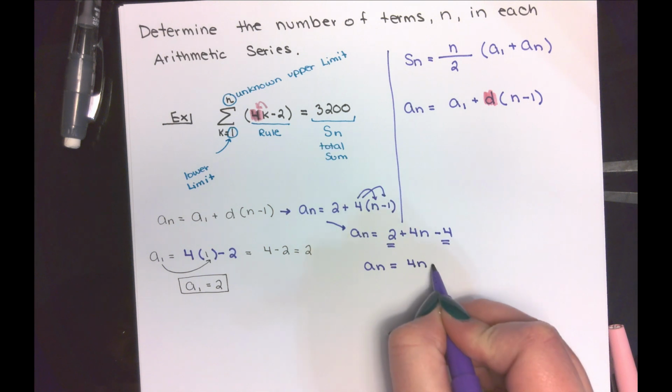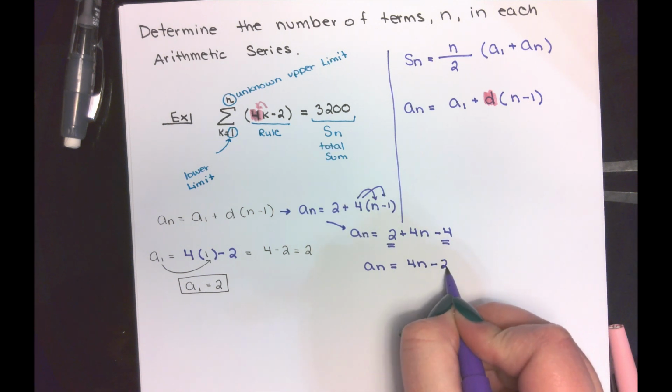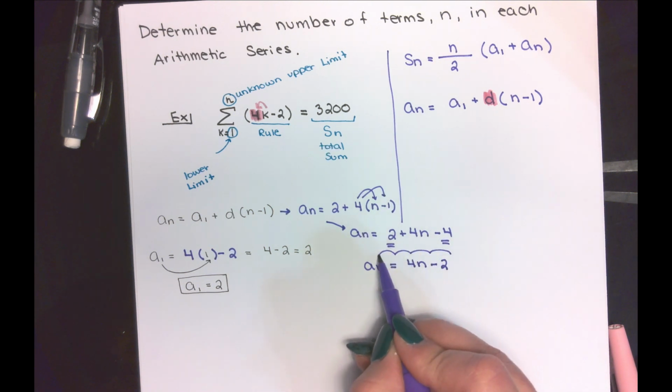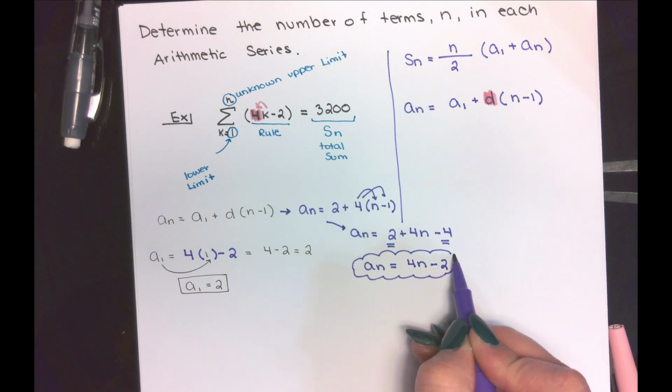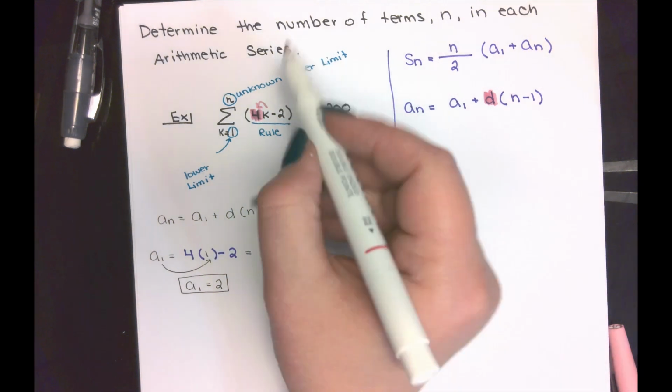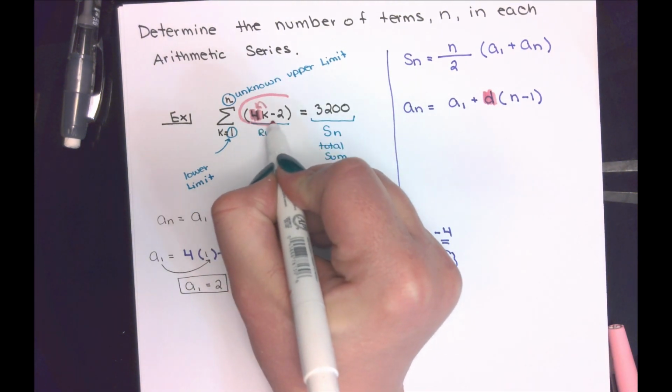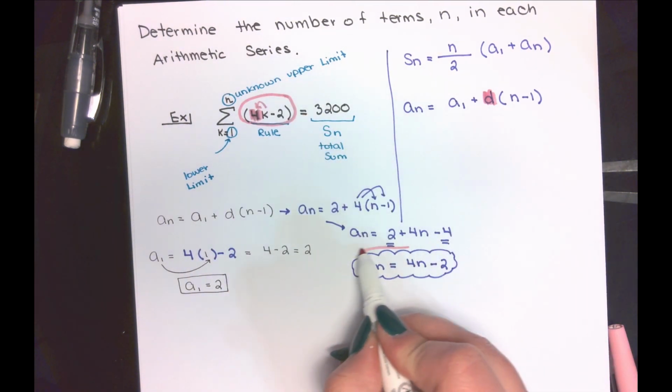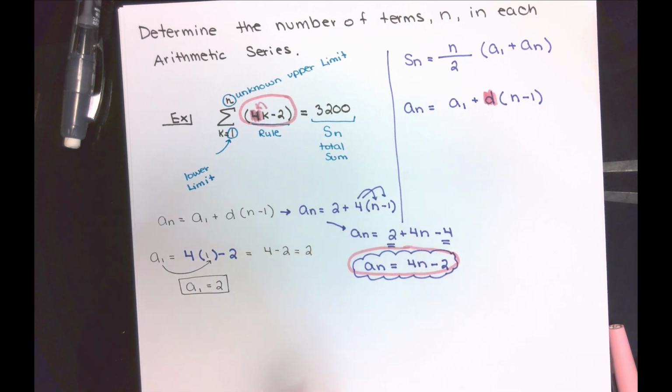4n minus 2. I'm going to put this in a thinking bubble, and I want you to take a look around your summation, your sigma, and see if you can see something that resembles it. Let's go ahead and just circle it. Take a look at your rule. Take a look at your a sub n. Notice the similarities. Notice the differences.